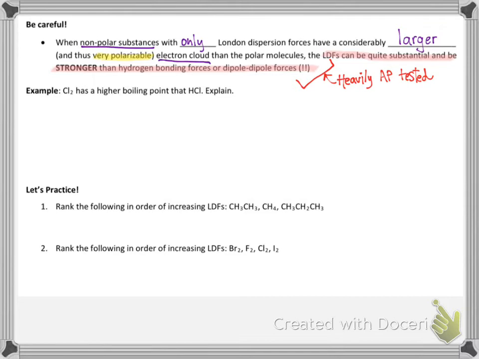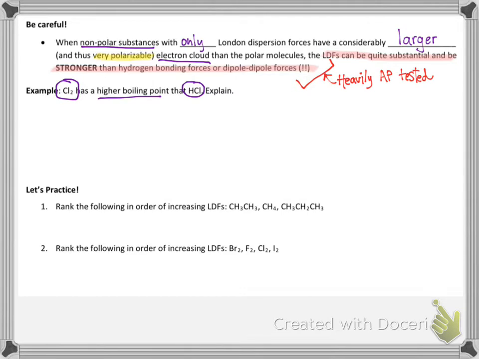So here's a classic example. They say, well, Cl2 has a higher boiling point than HCl. Explain. So notice, they're not making you guess. They are telling you Cl2 has a higher boiling point than HCl. And when you're talking boiling point about covalent compounds, you have to talk IMFs. Higher boiling point means stronger IMFs.